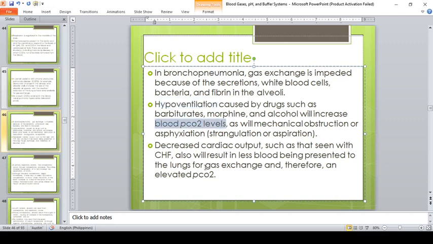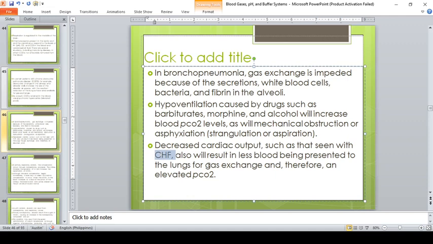Napapagtagpi-tagpi nyo siya. Decreased cardiac output such as that seen with congestive heart failure will also result in less blood being presented to the lungs for gas exchange and therefore an elevated PCO2. So in congestive heart failure, the problem is that less blood is being presented in the lungs for gas exchange. Though ang problem dito is not the lungs, this still leads to respiratory acidosis.